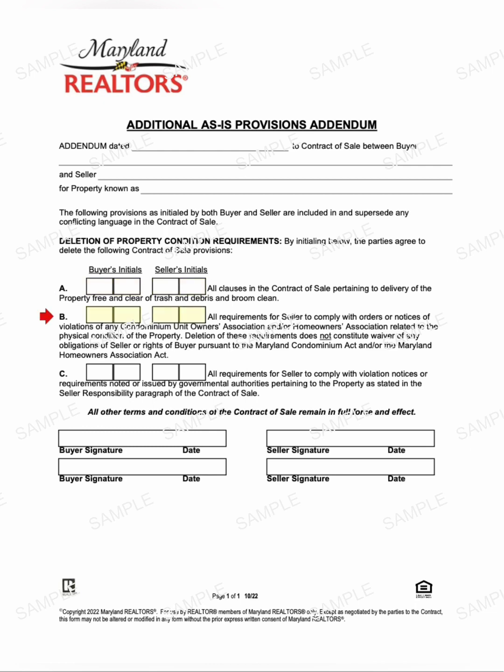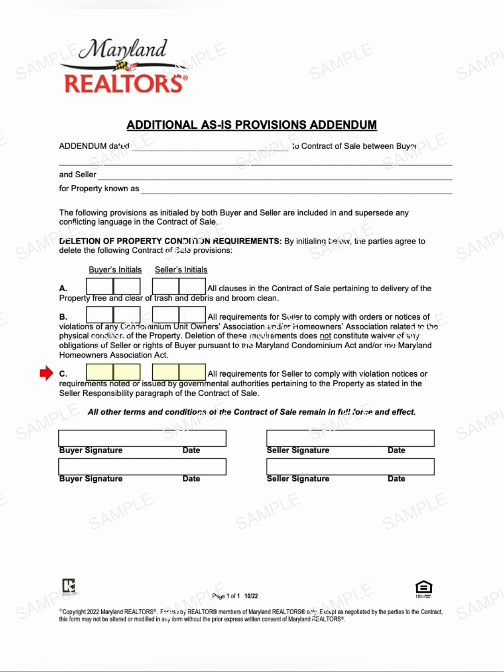B, as we see in the contract of sale, there also is a note that states that the seller must comply with all orders and notices or violations of any condominium units, owners associations, or homeowners associations, physical condition of the property. So deleting these requirements does not constitute waiver of the obligations of seller or rights of buyer pursuant to the Maryland Condominium Act or the Maryland Homeowners Association Act. So if there have been issues here, right, generally the contract would state that those are not allowed, but this is clarifying that they are under certain circumstances. So if that's the case, the buyer will need to initial and the seller will need to initial.